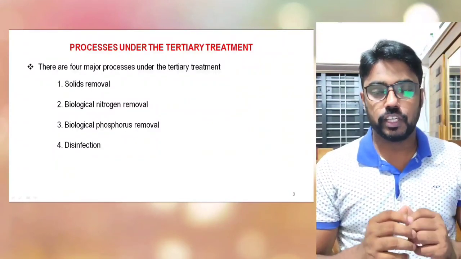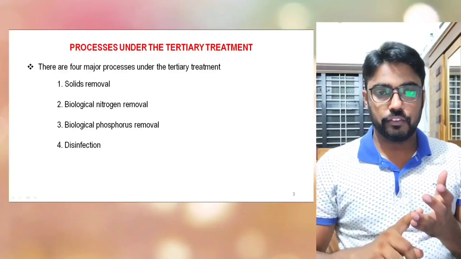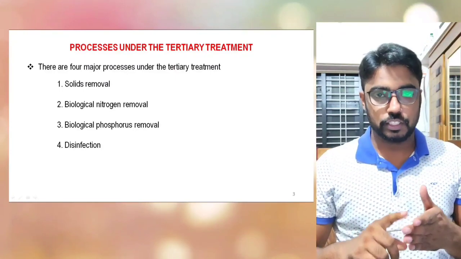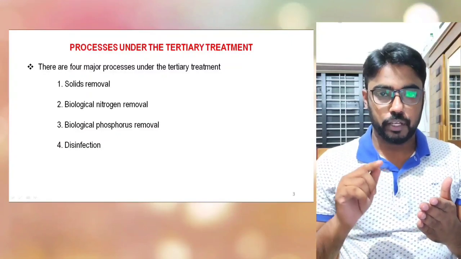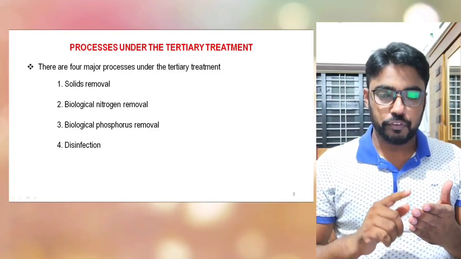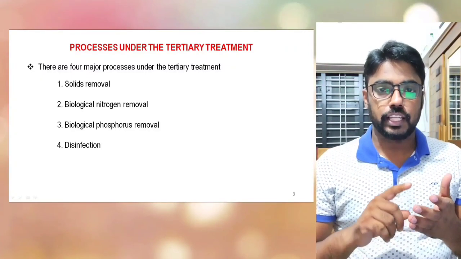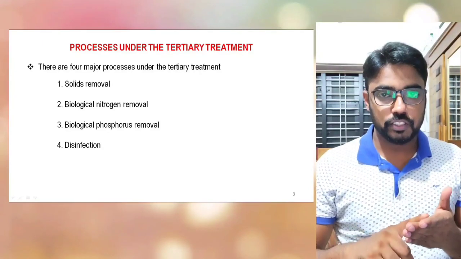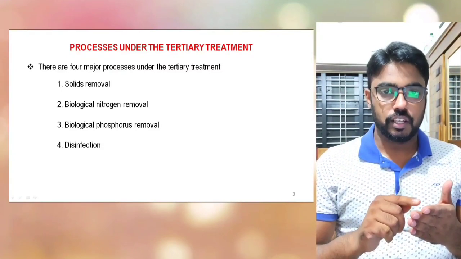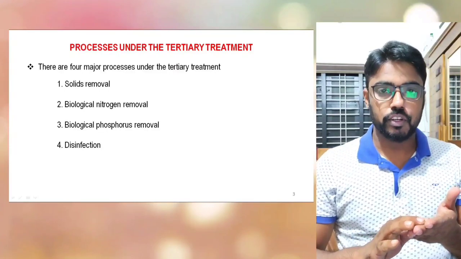There are mainly four processes that are used in the tertiary treatment of wastewater. First one is the removal of solids from the effluents, second one is biological removal of nitrogen, third one is biological removal of phosphorus, and fourth one is disinfection. That means removal of pathogenic microorganisms from the effluent. These are the four major processes involved in tertiary treatment of wastewater. The fourth one is the removal of pathogenic or disease-causing organisms from the wastewater, that means the disinfection.